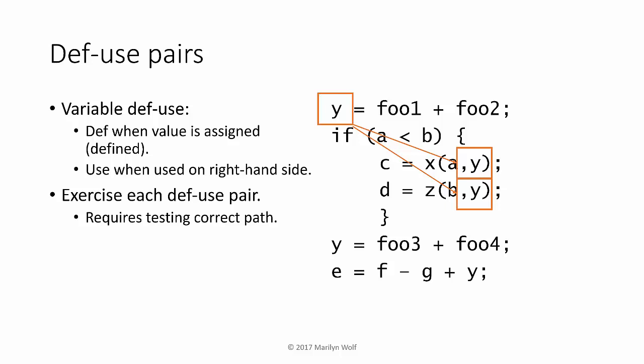We can say, did this value of y get to the first use, c equals x of a comma y, and also, do we get the proper value of y in the second use, d equals z of b comma y. Now below that code, we have a different definition of y. It's the same variable, but now it's a different value. So when we test this def-use pair, we want to see if the statement E gets f minus g plus y gets that new value of y. We may have made an error in the code that causes that value to change, for example. Def-use pairs give us a way to check particular values.